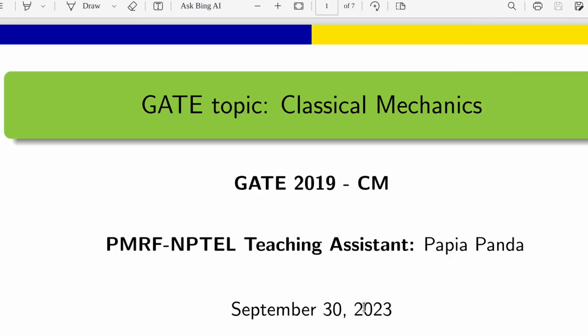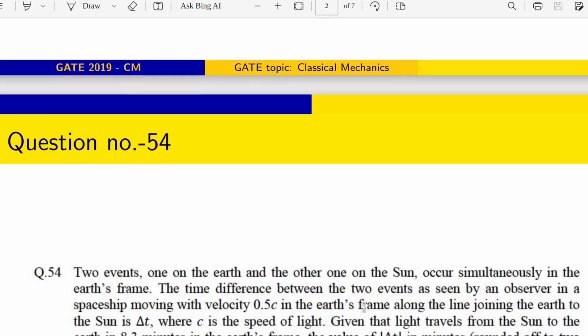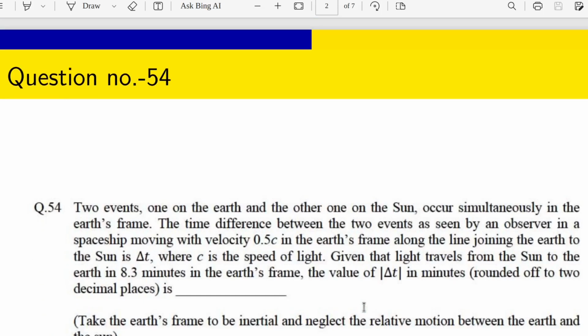This is a question from the GATE 2019 Physics question paper. Today we will talk about classical mechanics, and the question is from question number 54.